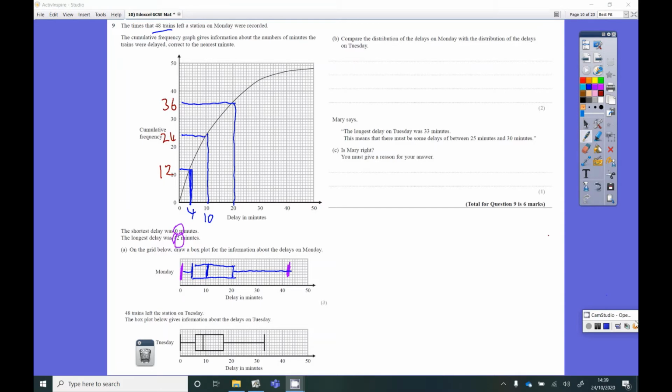Now for part B, when they say compare the distributions, you've got to learn that you need to do two things. First of all, compare the medians. We can see the median on Monday was 10 and the median on Tuesday was 9. So we want to say something like the median delay time on Monday was greater than the median delay time on Tuesday. So that's our first comment. The median delay on Monday is greater than on Tuesday.